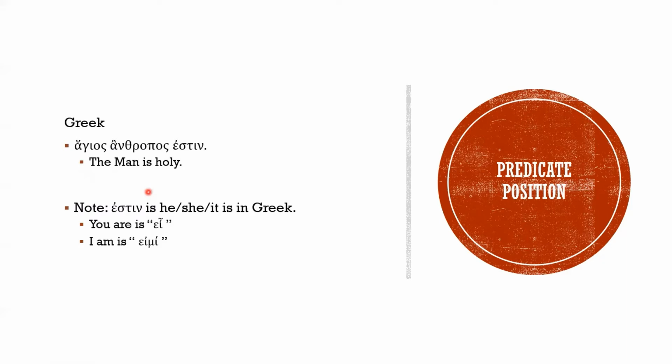And last but not least, the man is holy can also be written as hagios anthropos estin, if there's no definite articles, and our huge hint here is with this verb here, estin, and this verb is to be, like he or she is in Greek. If you want to say this as you are, it'll be a versus I am as a may, which sort of reflects Jesus' statement of I am as ego eimi.